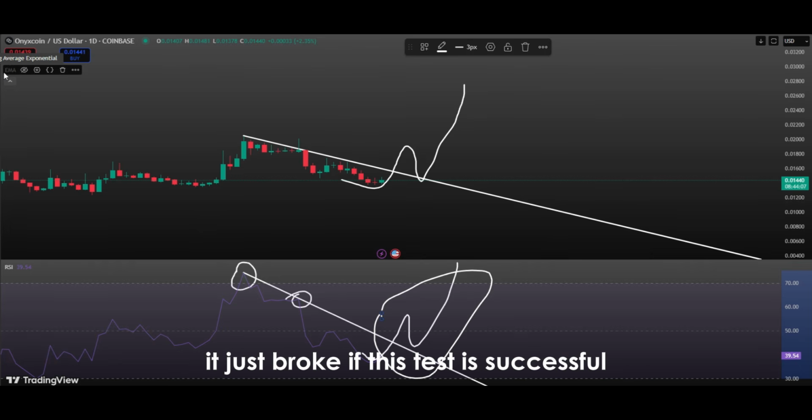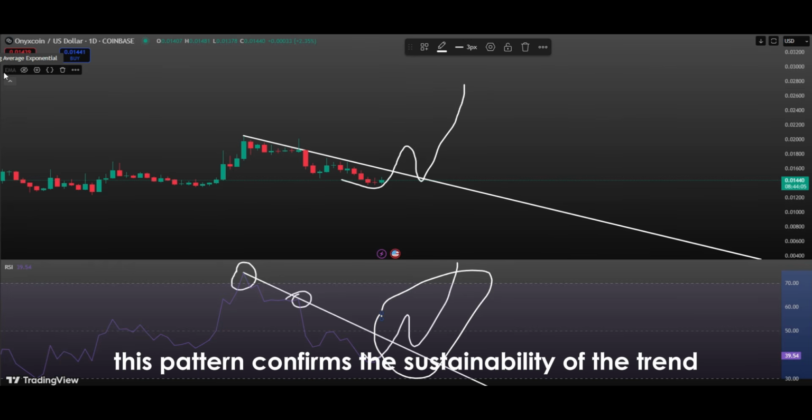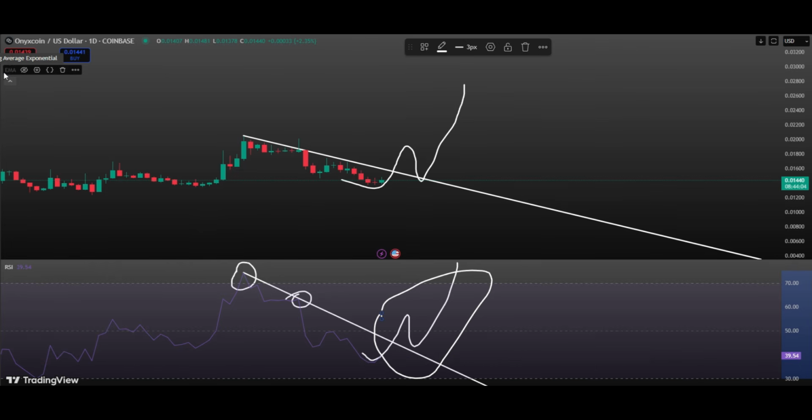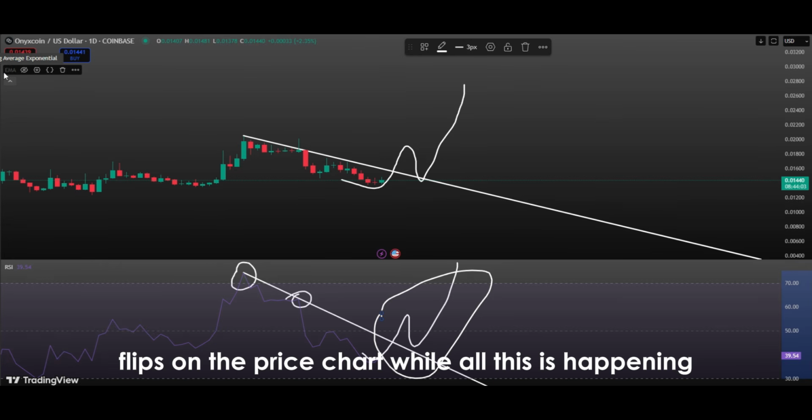If this test is successful and the RSI begins to bounce upward again, it can be interpreted as a buying opportunity. This pattern confirms the sustainability of the trend reversal and signals a strong upward move in the market. These types of retests on the RSI often correspond to support resistance flips on the price chart.